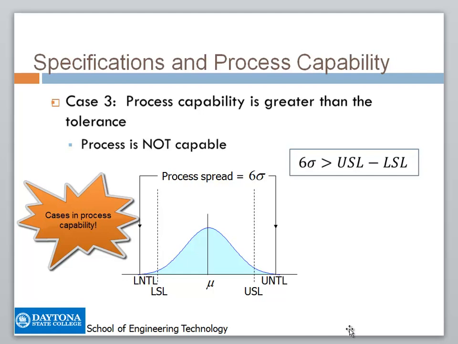So remember, we have the three cases. Case number one, process quite capable. Case number two, the process is capable, but there's no room for error. And case number three, the process is not capable.